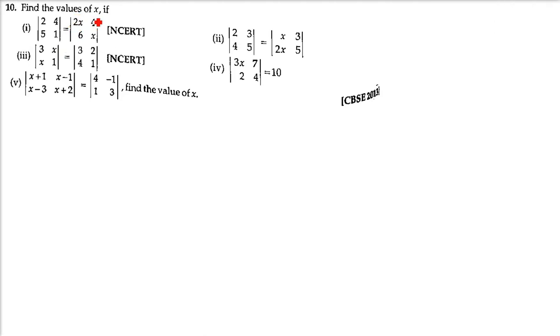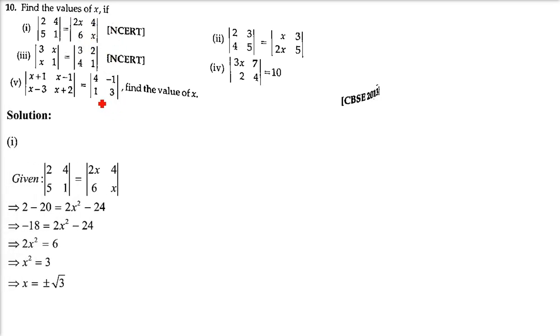Find the value of x if. So this is all 2 by 2 matrix. So we'll do the cross multiplication. It's just a cross multiplication. So we'll try to find out the value of x. See, they are all determinants, not matrices. A matrix will always be in square brackets. If you have straight parallel lines, that means you have to find out the determinant. So I'll do it right now here only. 2, 4, 5, 1. This is going to be 2x, 4, 6x.